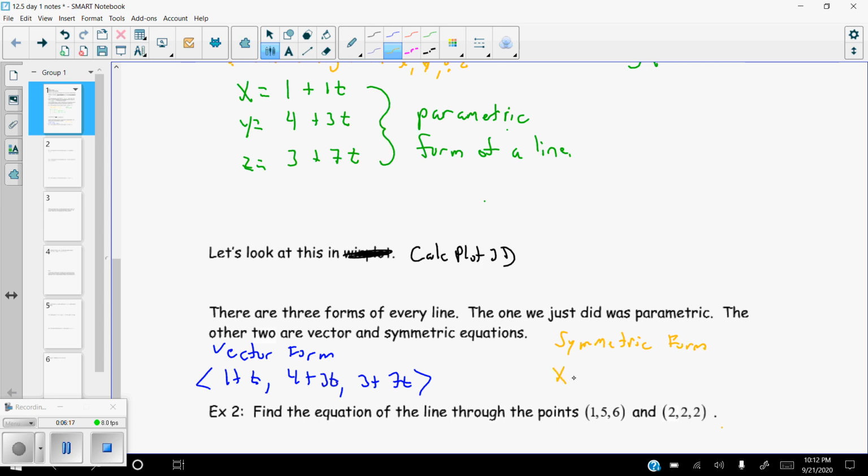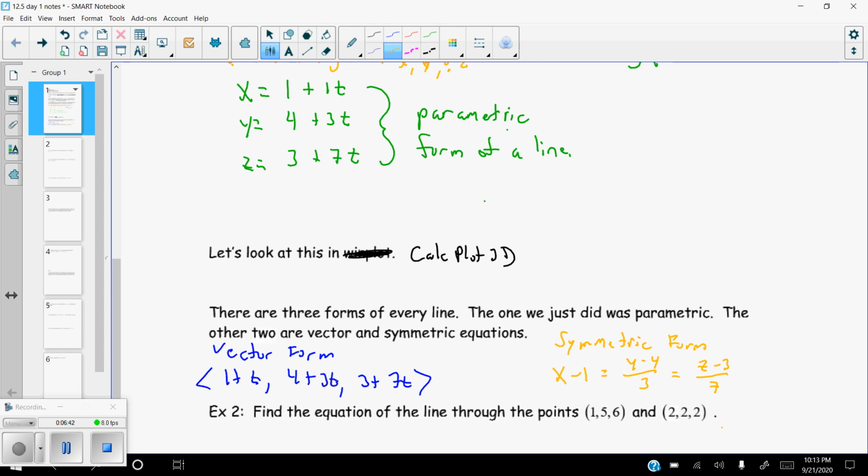So I'll have x minus 1. If I solve the y part for t, you would subtract 4 and then divide by 3. So you would get that that equals y minus 4 all over 3. And then if you do the z part, it's going to be z minus 3 divided by 7.